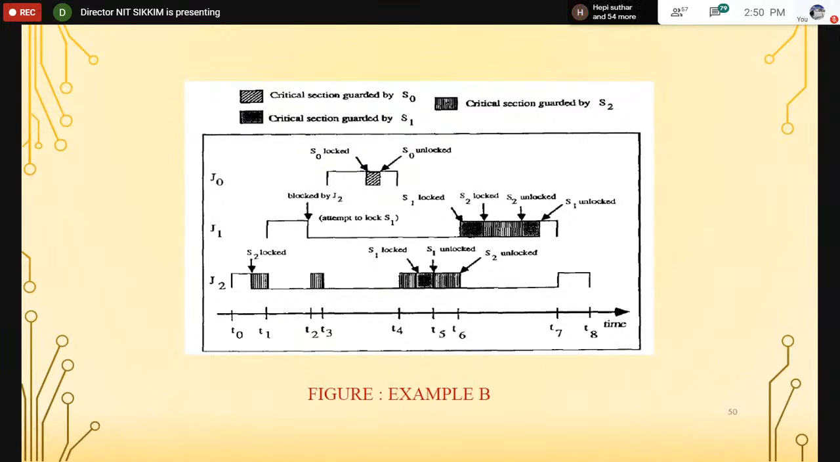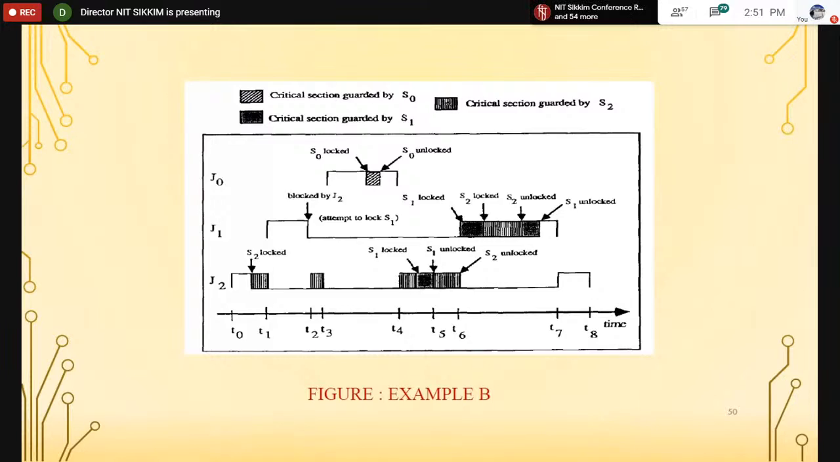But at time T2, it demands the lock S1. What should have been done? Should it be granted or not? If it is not a PCP oriented protocol, then definitely, because now S1 is not locked. When S1 is not locked, I'm going to grant the access to J1, and J1 may start executing. Later on, when J1 needs S2, it will find that S2 is locked and therefore it is blocked, waiting for S2 to be released.